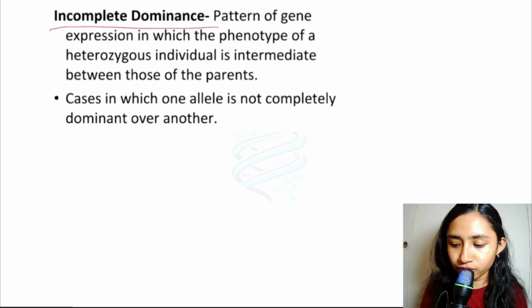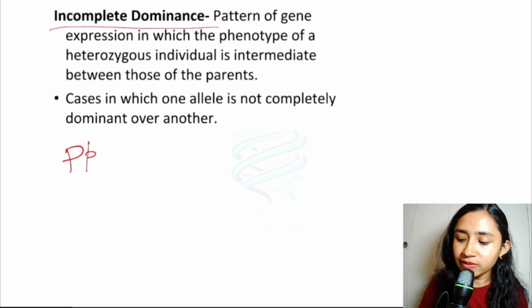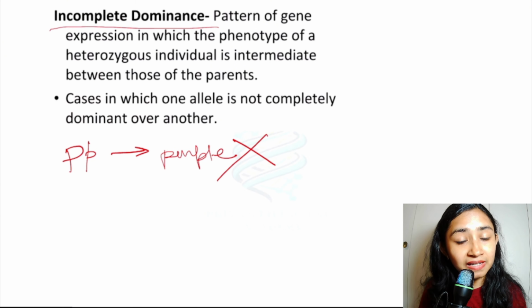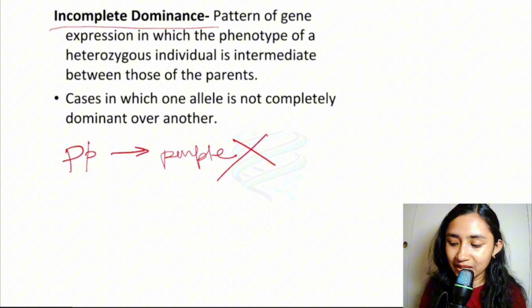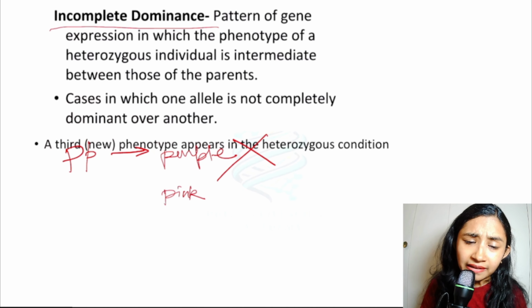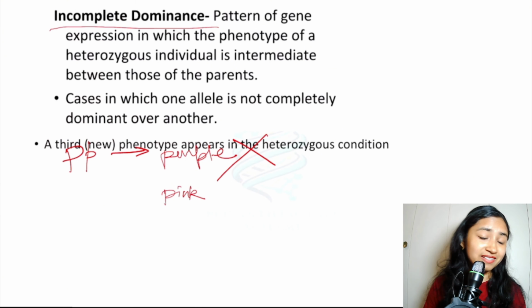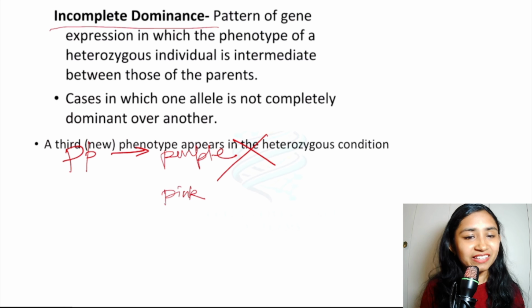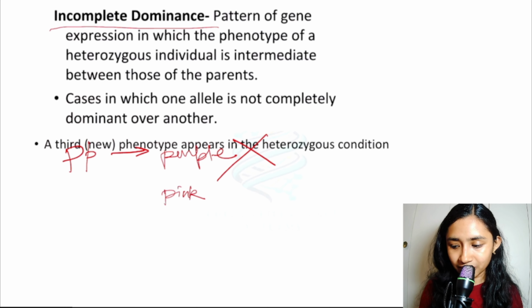For example, if the genotype of a plant is capital P, small p, what will be the phenotype? You will say that it is purple, but no, it is not always purple. It can be an intermediate color between them. It can be pink, okay? So let's look into the example. So a third new phenotype appears in the heterozygous condition. Not always the dominant allele overpowers the recessive allele. There is another third intermediate character that will appear.